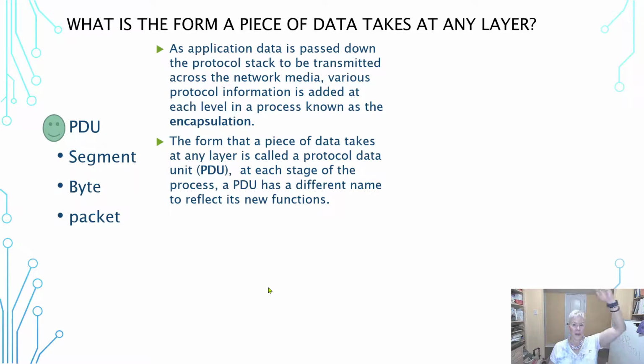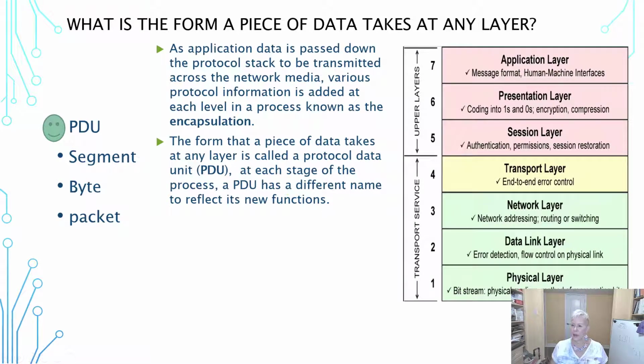As application data is passed down the protocol stack to be transmitted across the network media, various protocol information gets added at each level in a process known as encapsulation. So as it's moving down the OSI model, it's picking up information, and once it gets that information, it gets encapsulated. The form that data takes is called the PDU. Here's our OSI model. I'm right here at the application layer. As a matter of fact, right now, I'm interacting with my computer at the application layer. As I am interacting, it's moving the data through the presentation layer, the session layer, and at each layer it goes through, it gets encapsulated and picks up different information.